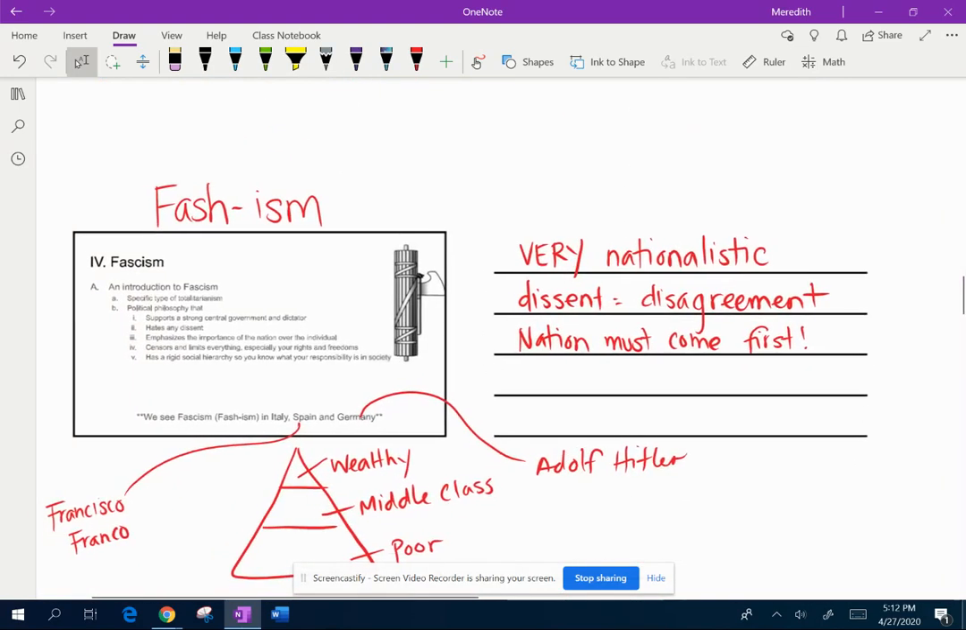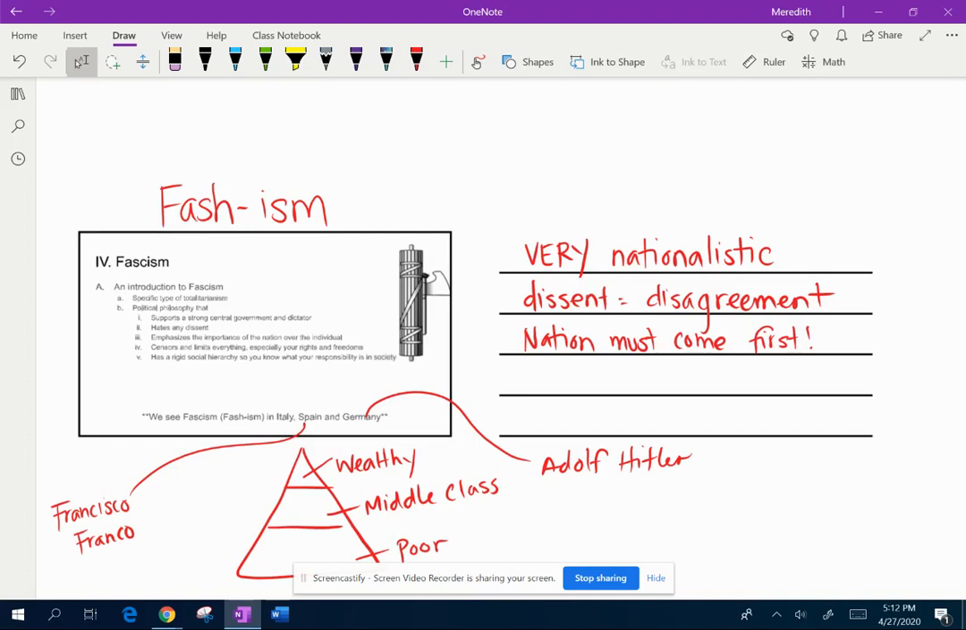Now, before we continue on with what Benito Mussolini does in Italy, I want to introduce to you a very specific type of totalitarianism called fascism. Fascism looks like a super scary word because it's got the S and the C right next to it, but it's really just pronounced like "fash," like fashion, and then fascism.